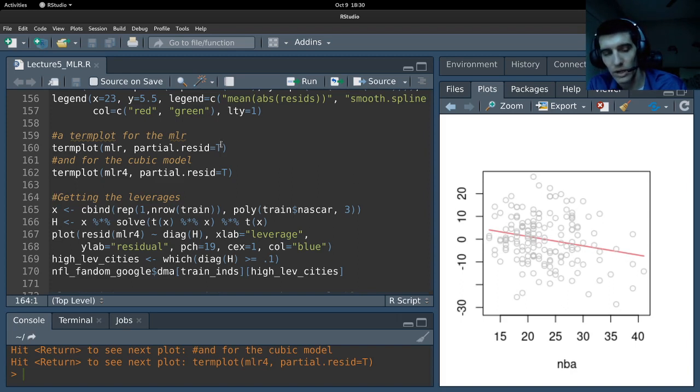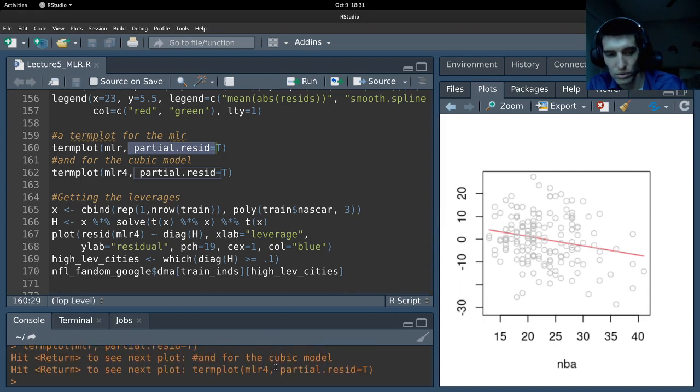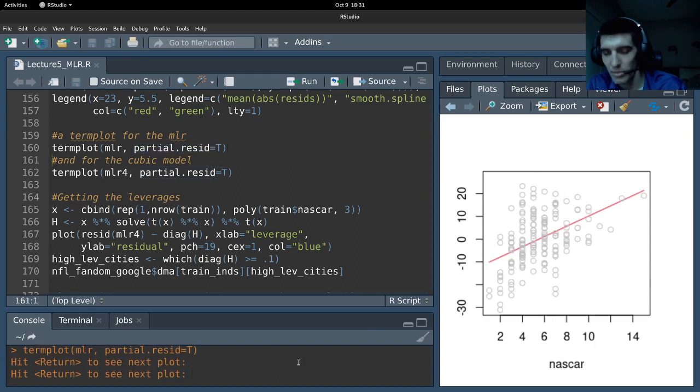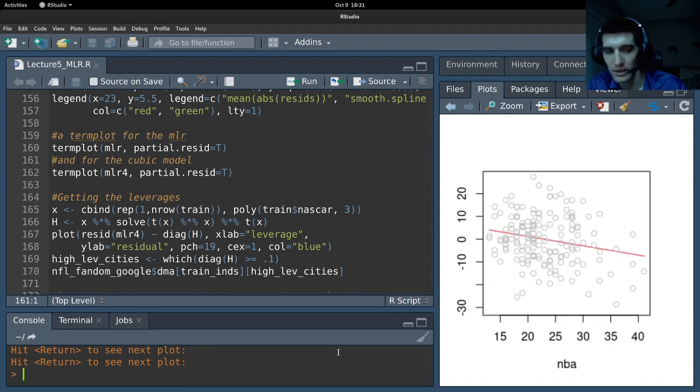Okay, and so when I do a term plot, I feed it a model. I do partial resid equals true. If I don't do partial resid equals true, it doesn't give me these gray points, and I'm not able to assess the residuals. So here's NBA. NBA, NASCAR. Again, we have these residuals added to the part of NASCAR which contributes to the prediction, and we can do that for our different models.